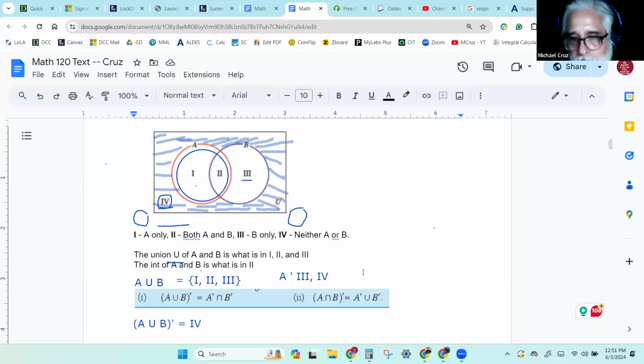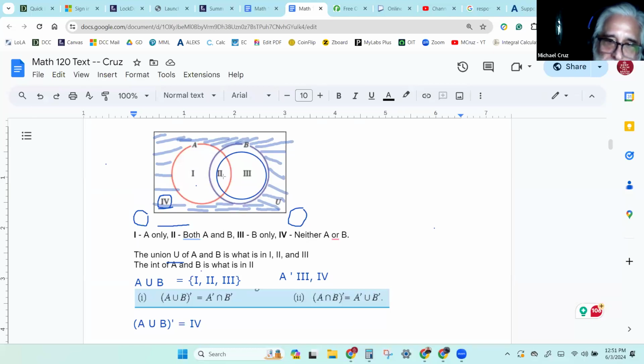Let's do the same thing with B. I'll tell you what, I could go ahead and erase this and replace it with B. So B is this one. That's making up 2 and 3. Well, that means that the complement of B is now 1 and 4. So that's not in B, that's not in B.